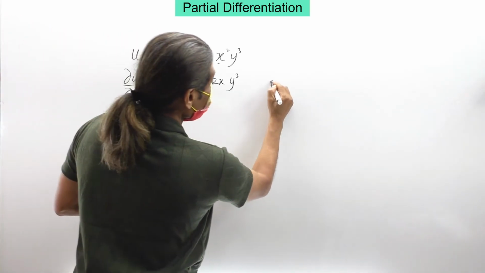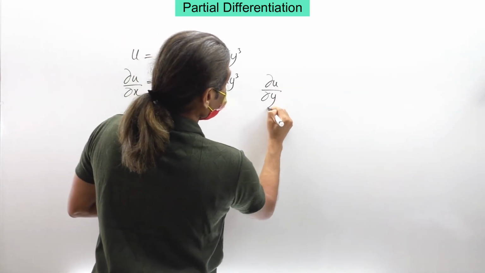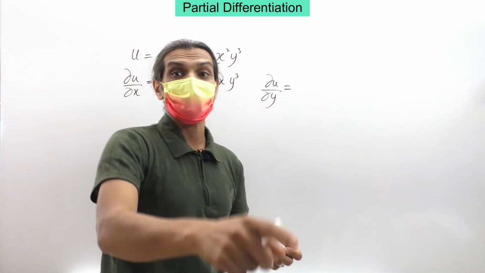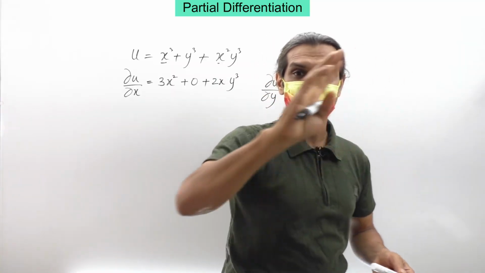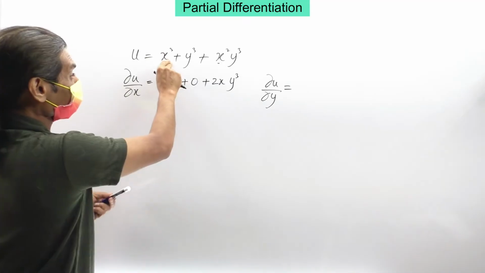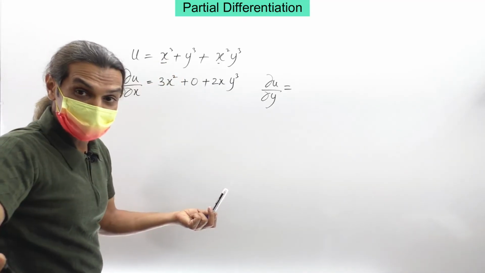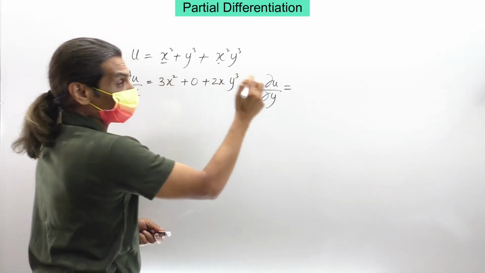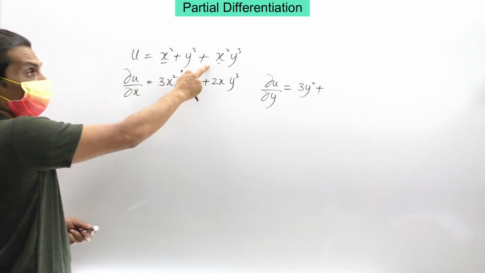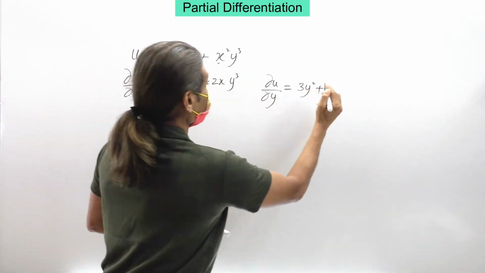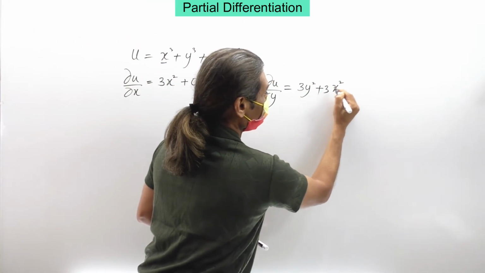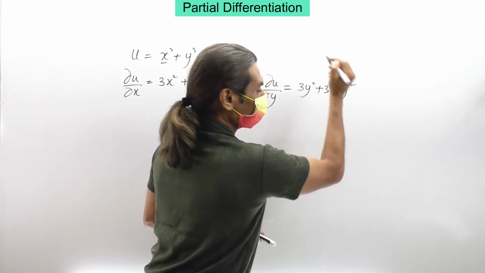And ∂u/∂y means here partially differentiate with respect to y, eat only the banana, keep the apple with you, that means only y terms. So, x cube is constant, y cube is here, so the derivative will be 3y square. Plus, only with respect to y, x square don't touch it, the derivative of y cube is 3y square, that's it, that's how it works.